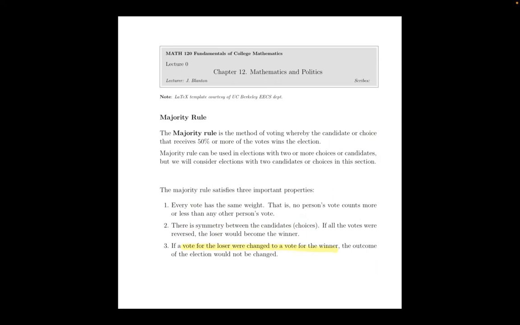So if you wrap your head around that one, it should make sense. If we took a vote from the loser and gave it to the winner, it should propel the winner even further into a winning position. So again, with two candidates, that's a pretty easy concept to see for the majority rule.